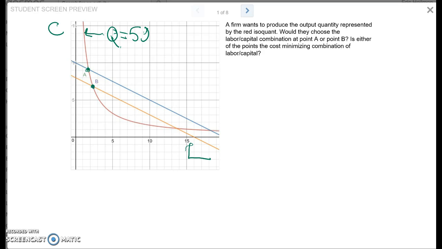Of these two points, B is cheaper than A. It's on a lower isocost line. But then the question is, is B the best combination of capital and labor? So I'm going to let you put into PlayPosit what you think are the coordinates, or the combination of labor and capital, that would be cost minimizing.